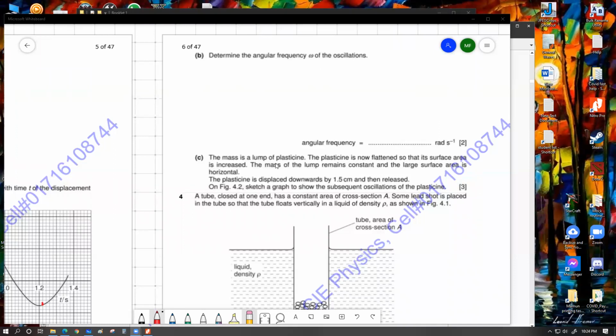The mass is a lump of plasticine. The plasticine is now flattened so that its surface area is increased. The mass of the lump remains constant. The large surface area is horizontal.